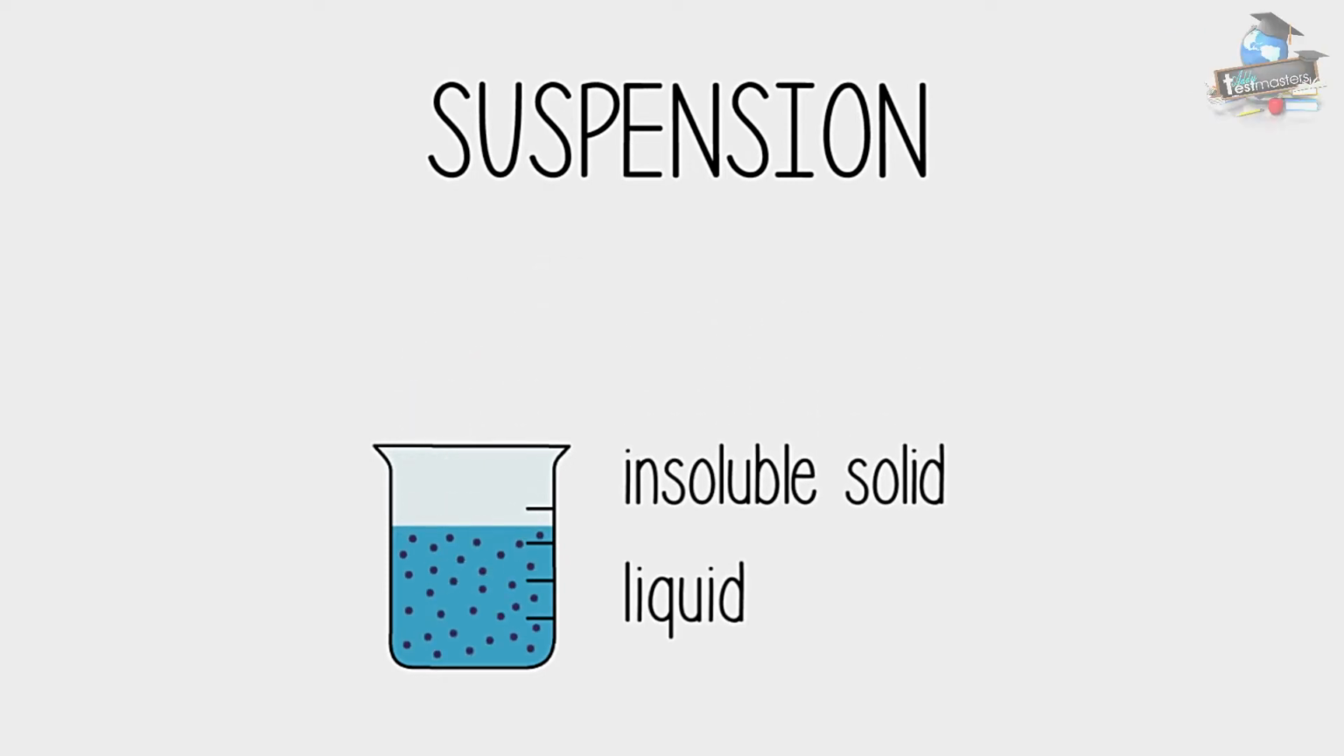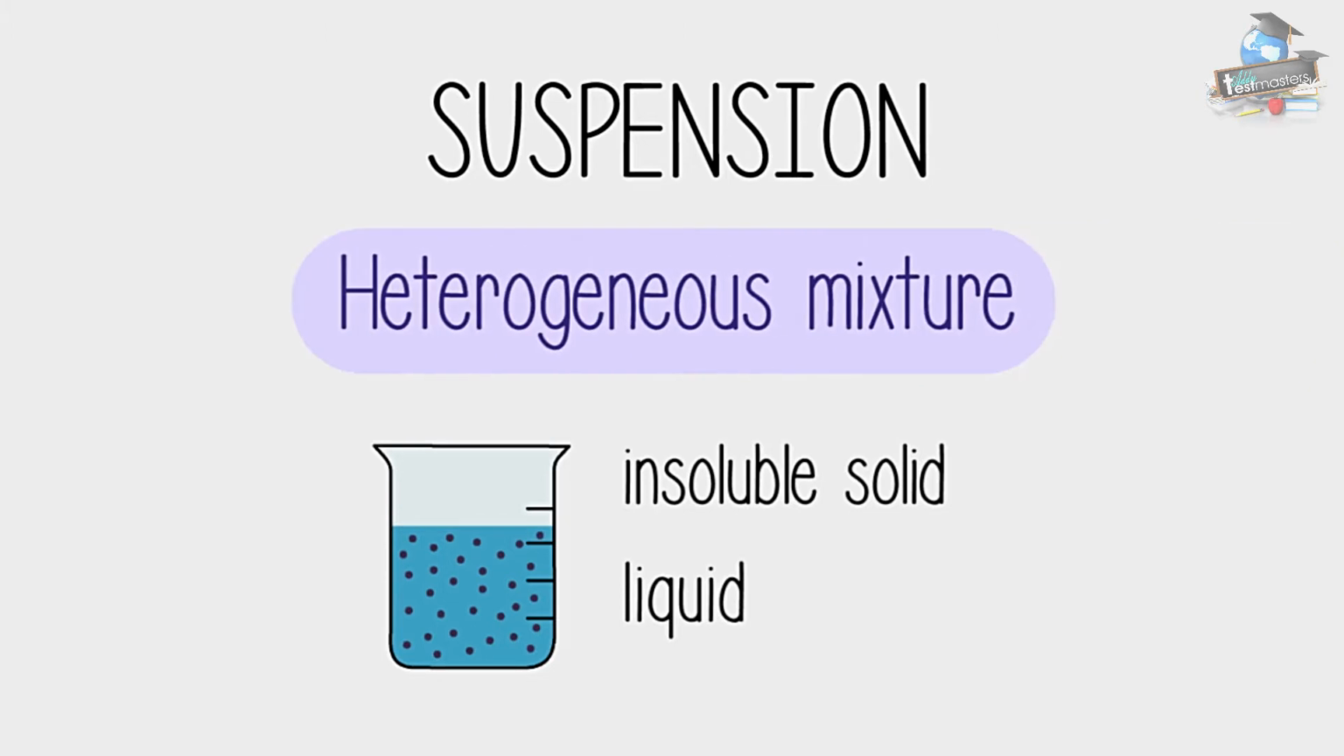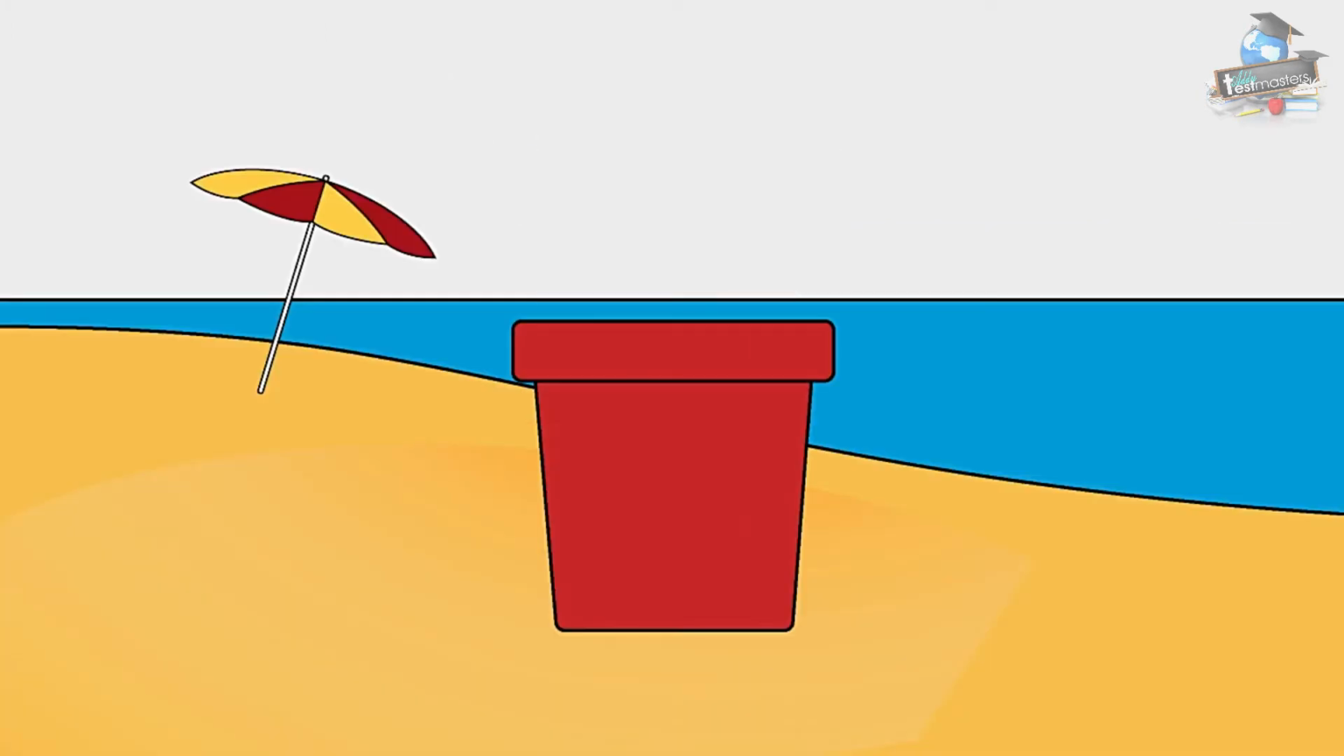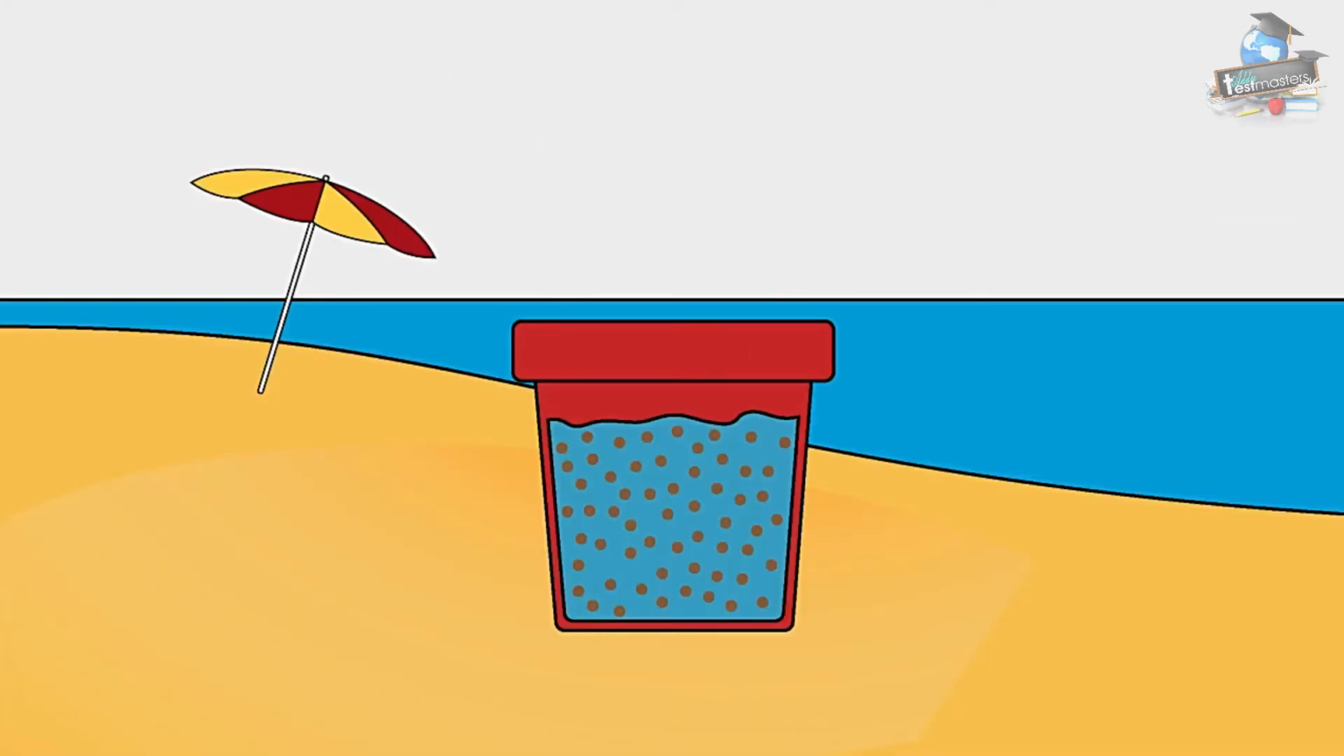Since the two components are not in the same phase, a suspension is a heterogeneous mixture. Think about it as sand in water. Sand is obviously insoluble in water. If we let the sand particles settle at the bottom.